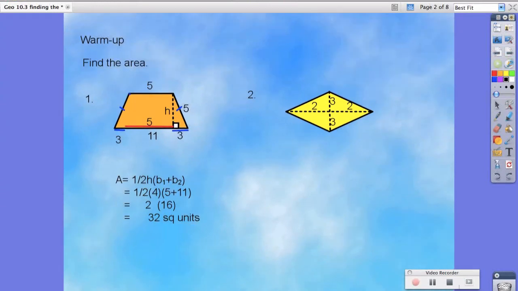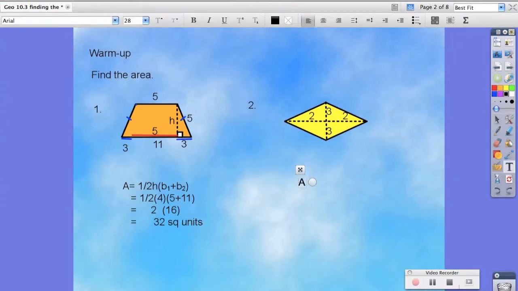For number 2, we have a kite. The area of a kite is 1/2 d1 times d2. So that's 1/2 times the whole diagonal, which is 4, and the other diagonal is 6. So that gives us 2 times 6, which is obviously 12. So the area of this kite is 12 square units.